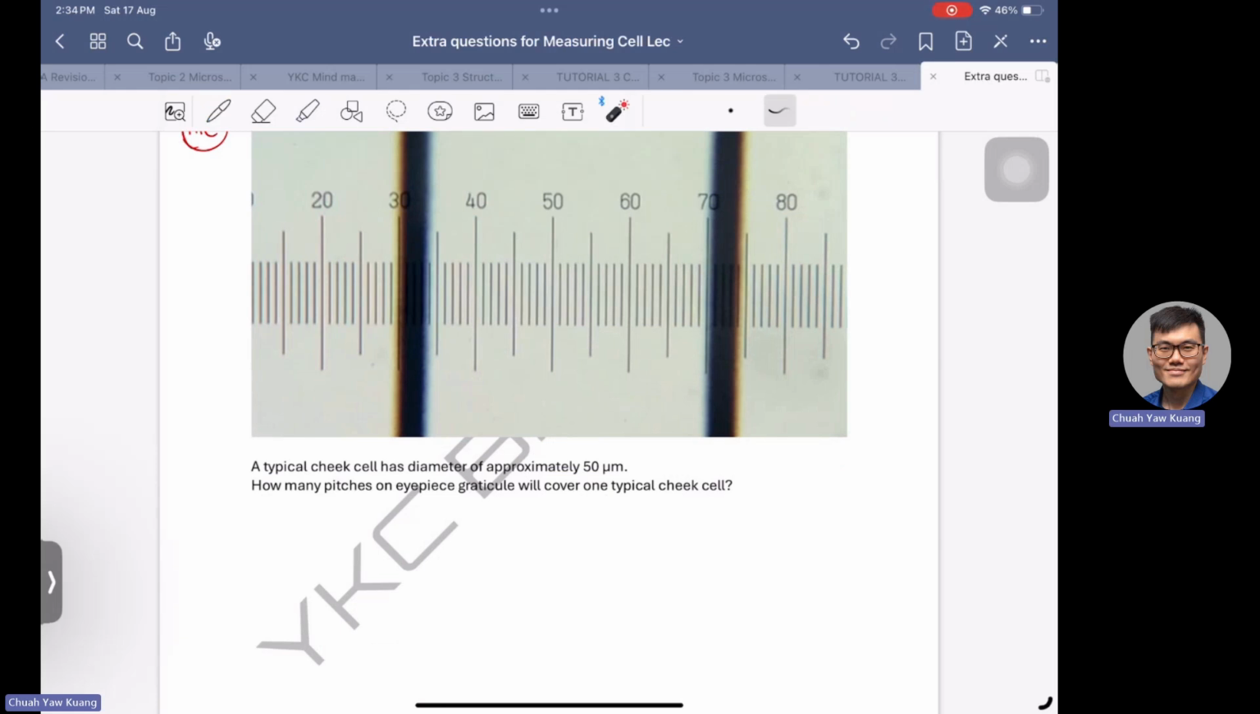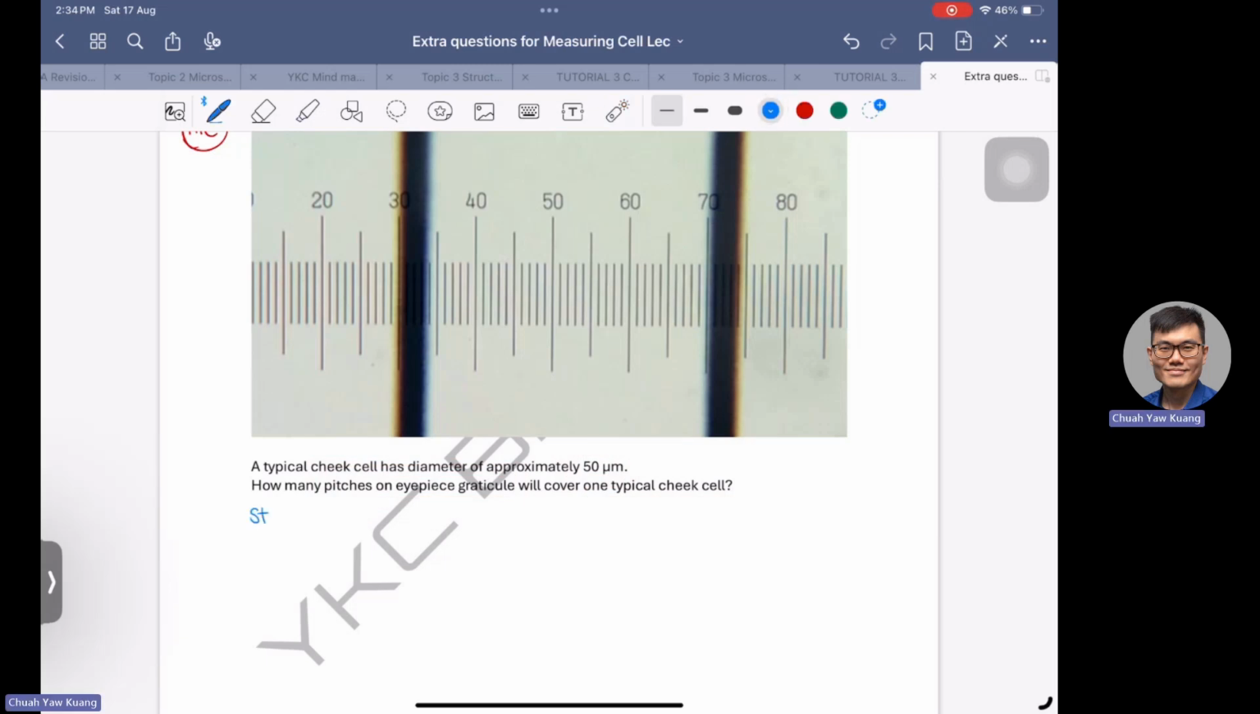This question is a bit special because instead of asking for the size of a cell, it is giving us the size of the cell initially, and then asking for the number of pitches on the eyepiece reticule that can cover these 50 micrometer. This is the only thing that is special. The rest of it still follows the 3 steps.